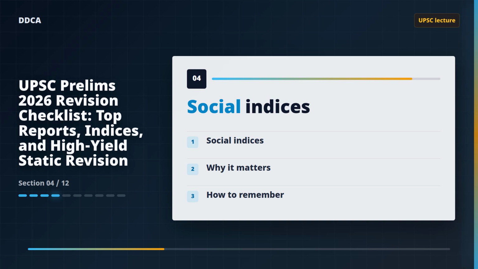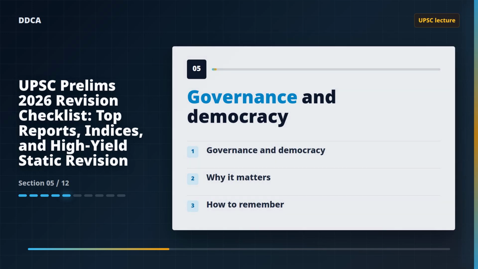Another major block is governance, democracy, and institutional performance. These questions are common because they connect administration with current affairs. You should revise reports related to corruption perception, press freedom, democracy, rule of law, and government effectiveness only at the broad level. The exact publisher matters. For example, some are from private global organizations, some from international nonprofits, and some from intergovernmental institutions.